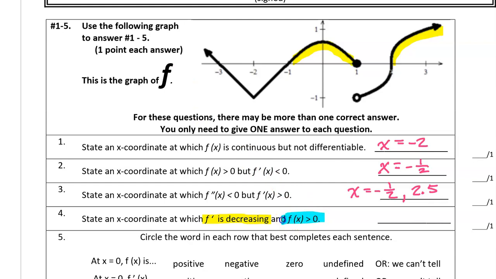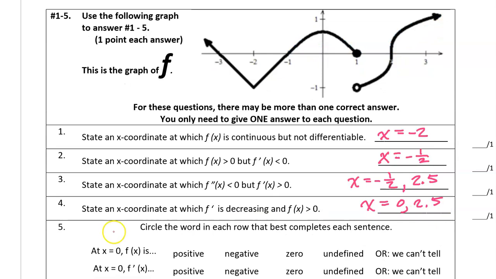The second part refers to function f itself. So we need f to be positive. Well, guess what? Both of the zones that we just highlighted also have positive f values because function f is above the x-axis here. So we can pick x values from either of these zones. For example, 0 would work. Okay, we could do 0, or we could do 2.5 again. So there's two examples.